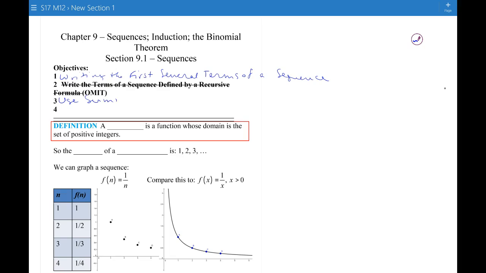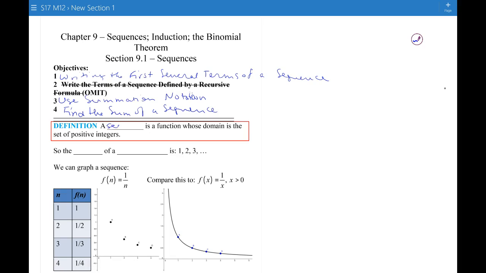But we are going to talk about summation notation. So we're going to use summation notation, and then find the sum of a sequence. So what happens when we start adding up the numbers in our sequential list?